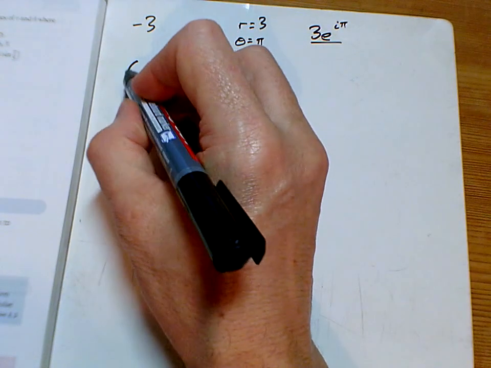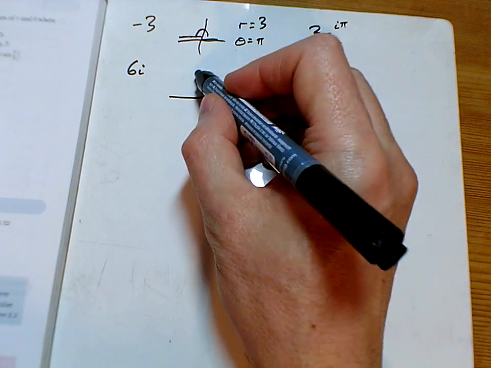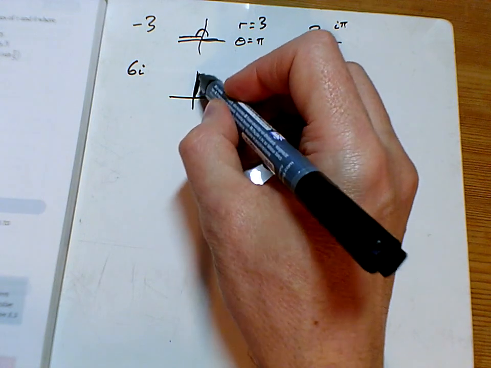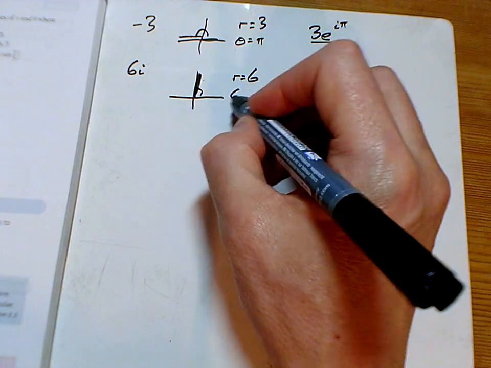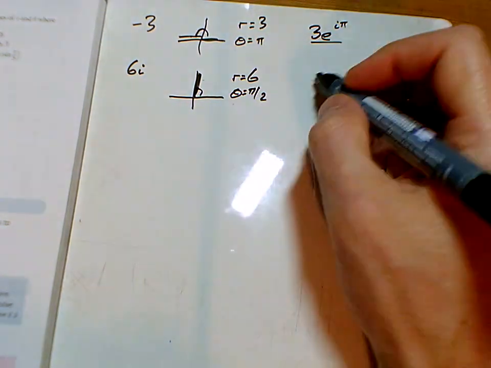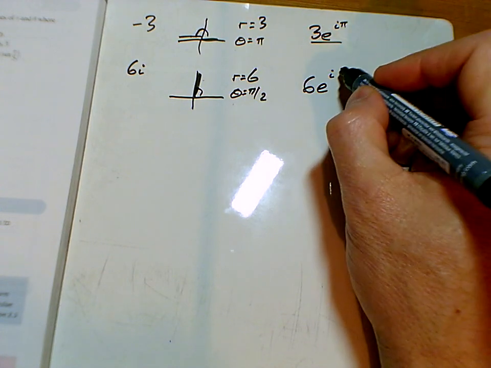We'll do the same thing for the 6i, and we can have the same idea that 6i is straight up here. The distance there to there is 6, and that angle there, of course, is just pi over 2. So in exponential form, 6e to the i pi over 2.